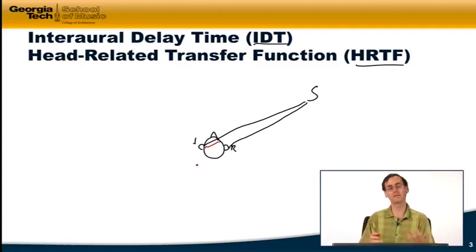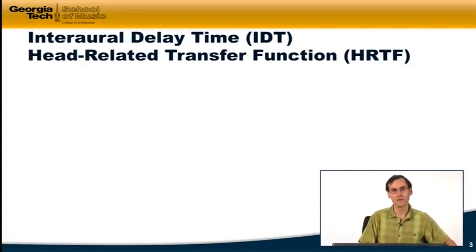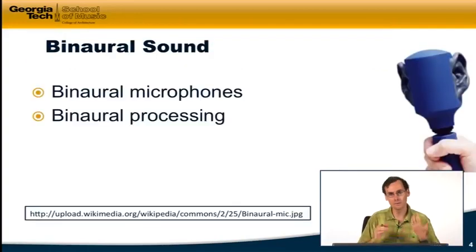So these two things together, along with a few others, this inter-aural delay time and head-related transfer function, are really powerful cues for us to get a sense of where the sound is coming from in space. So we can take advantage of these if we're listening on headphones to do something called binaural sound. And binaural sound is essentially spatialized sound that's designed explicitly to be heard over headphones. And there's two different ways that we can create binaural sound.